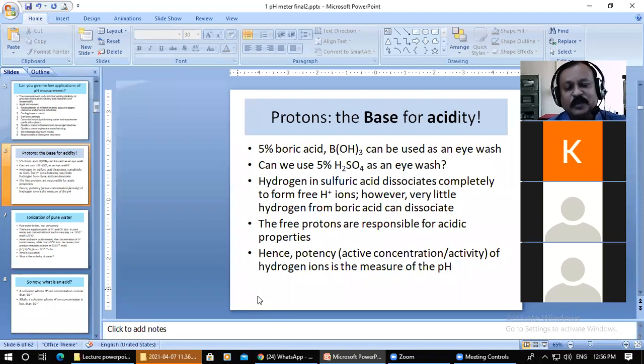Yes, sir. So if I say that a particular acid is a strong acid like sulfuric acid or hydrochloric acid, then it essentially means that all of the protons are actually dissociated. Whereas if it is a weak acid, then it means that all of the molecules are not in the dissociated state, and therefore the number of protons is very small compared to the total number of hydrogens present in that particular substance. Is it right?